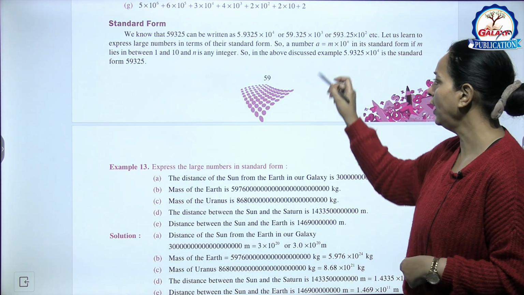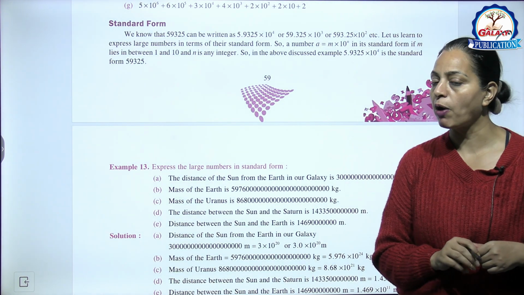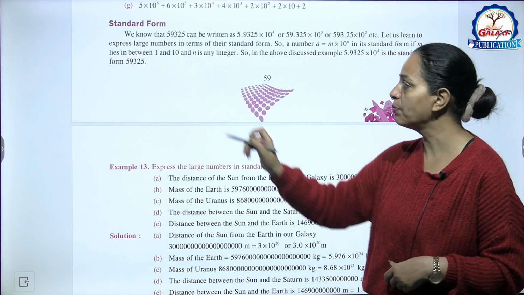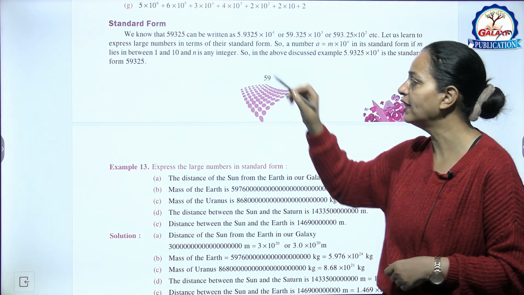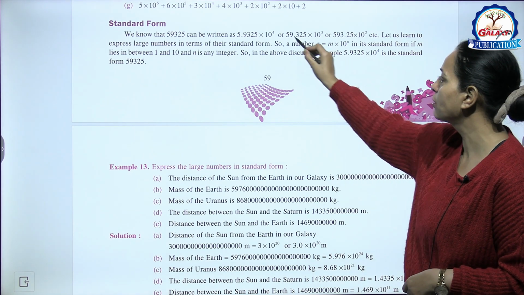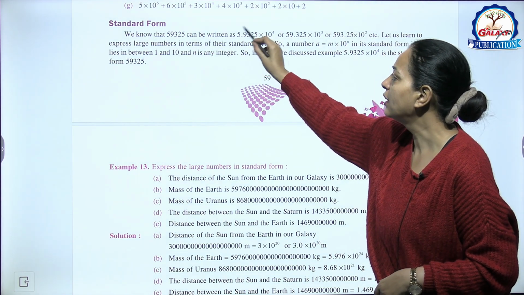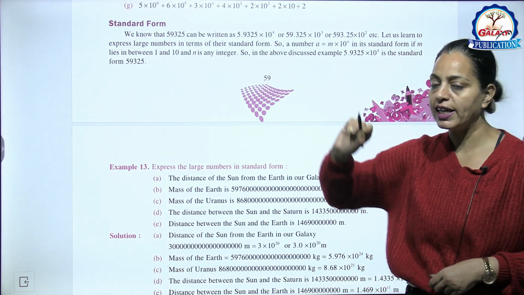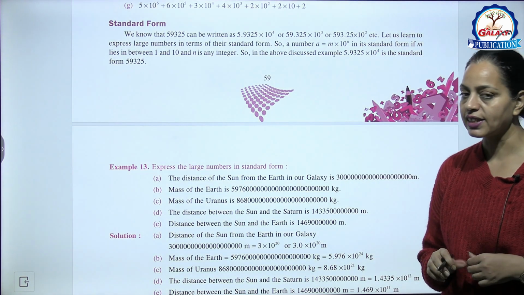So a number a equals to m into 10 raised to the power n is in its standard form if m lies in between 1 and 10 and n is any integer. So in the above discussed example, this is the standard form because this number is lying between 1 and 10. Okay, so this is the standard form.